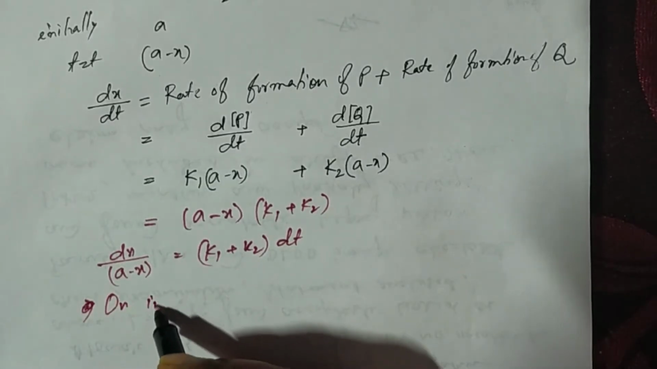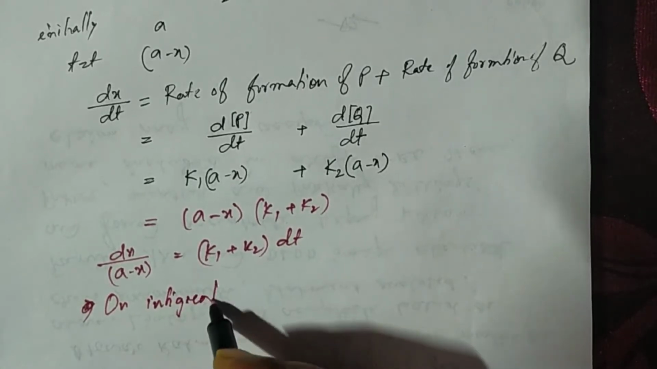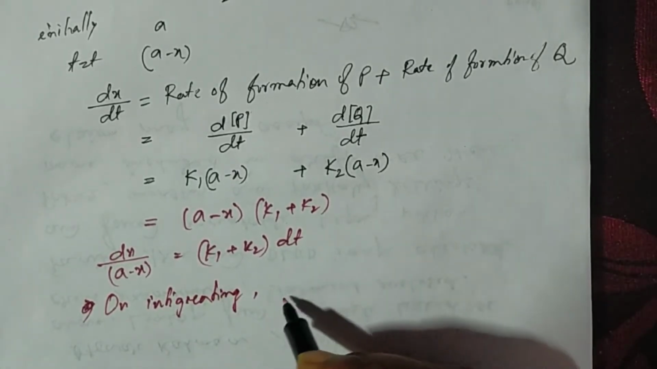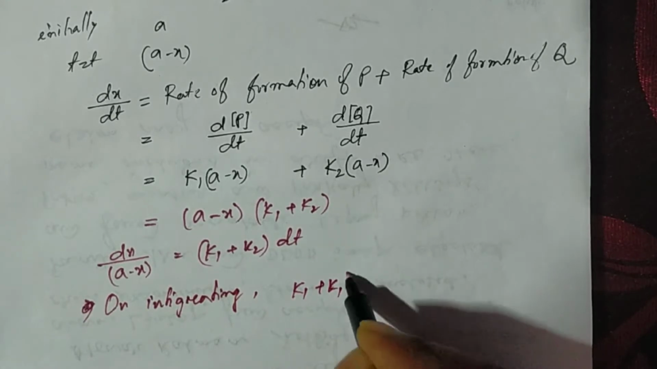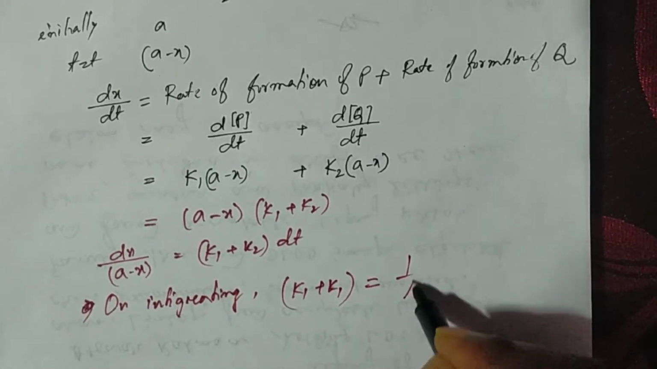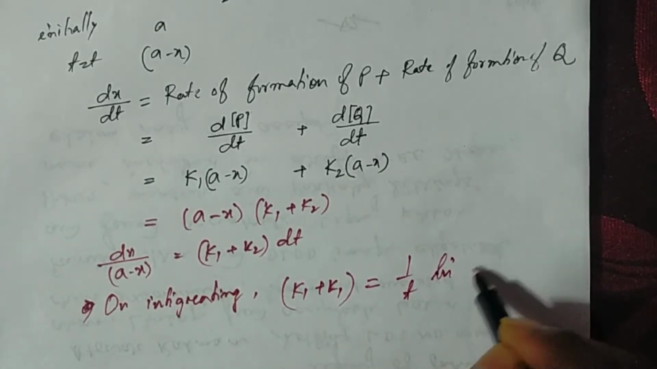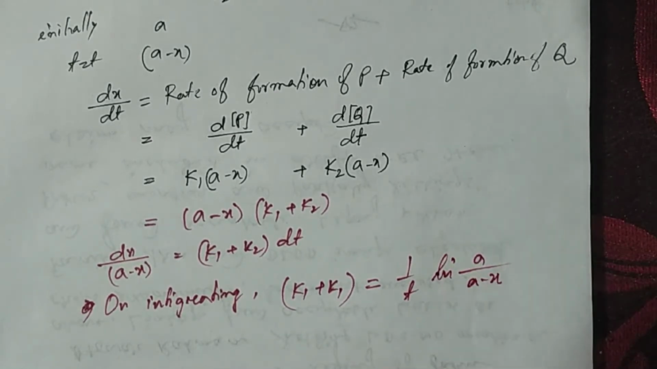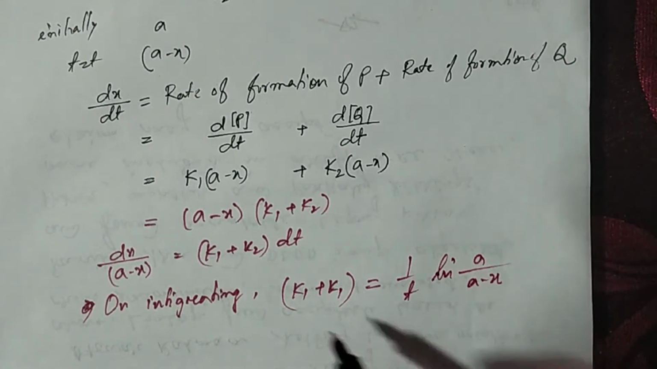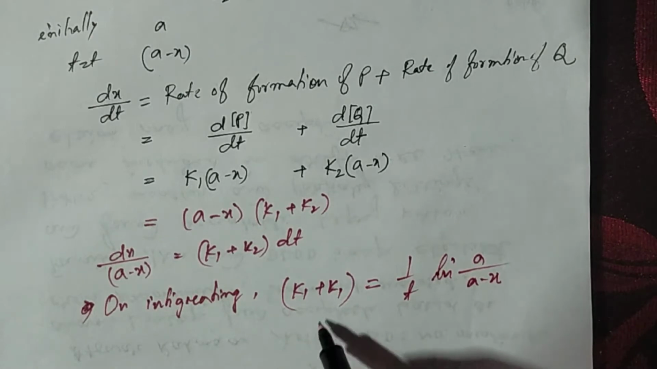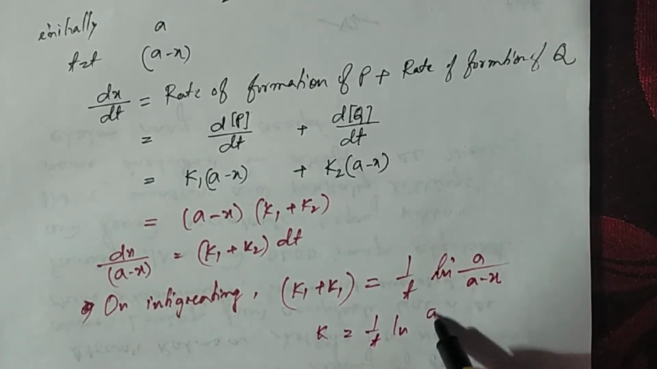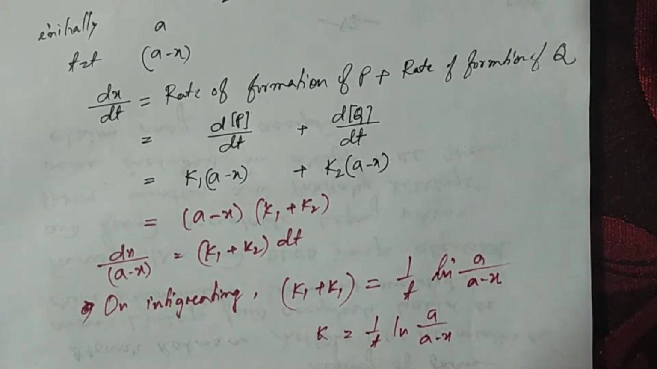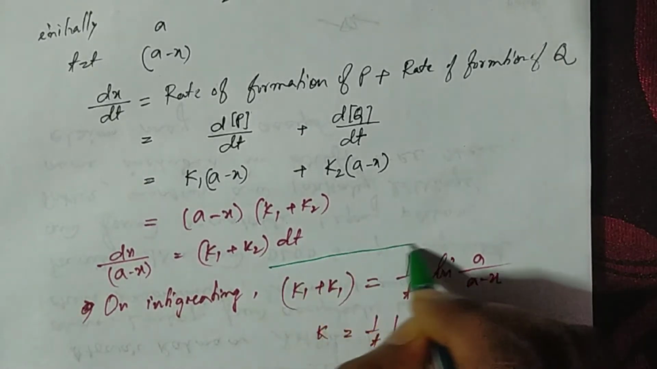On integrating, I will find K1 plus K2 is equal to 1 by t ln a by (a minus x). So this is a first order parallel reaction. You can see that it is like a first order reaction, K is equal to 1 by t ln a by (a minus x). So this is the final equation.